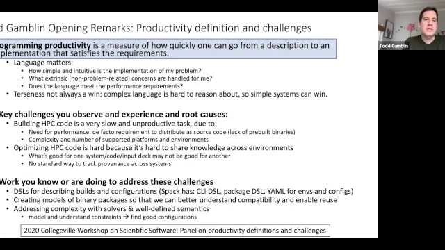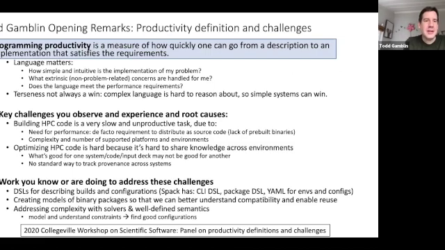Okay, hi, I'm Todd. I work at Livermore, and I think I have a definition that's kind of similar to Hal's, but maybe not as rigorous. My definition of productivity was just how quickly can I go from a description to an implementation that satisfies their requirements. And maybe that violates the full life cycle that Hal mentioned, but I don't know.